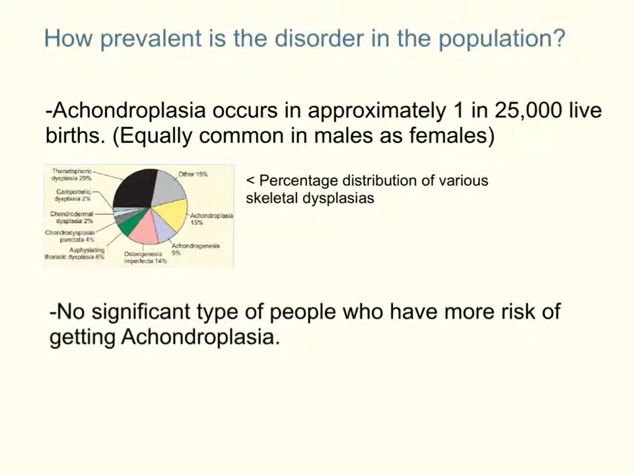And since I couldn't find the right statistic graph for the prevalence, I just posted the percentage distribution of various skeletal dysplasias. And there is no significant type of people who have more risk of getting achondroplasia.